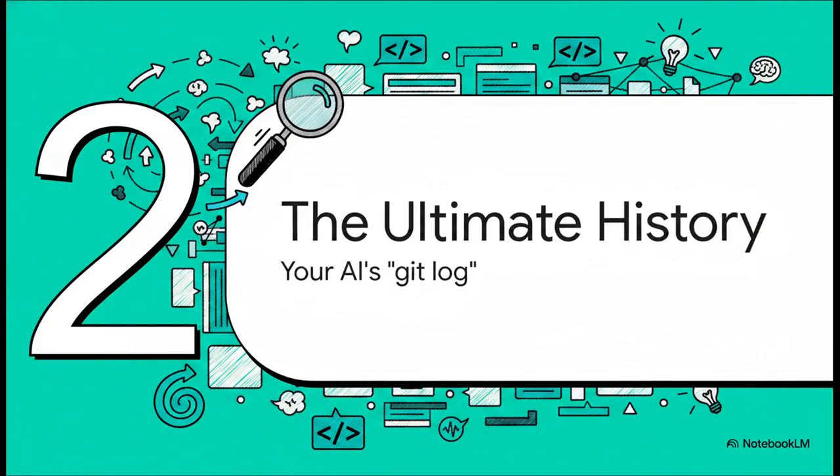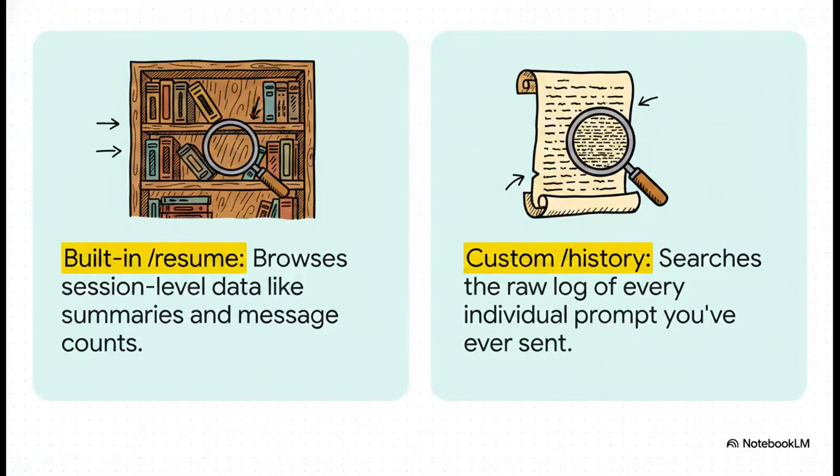Okay, so the built-in tools are fantastic for finding recent sessions, but what if you need to find a specific idea? A single prompt you typed weeks ago across any project? Well, for that, we need to build our own ultimate history tool. Think of it like a Git log for your entire AI conversation history. And here's the key difference you gotta understand. The built-in /resume command browses session metadata, the summaries and titles. But our custom /history command we're about to build searches the raw text of every single prompt you've ever typed. It's like the difference between browsing a library's card catalog versus full-text searching every book in the library.